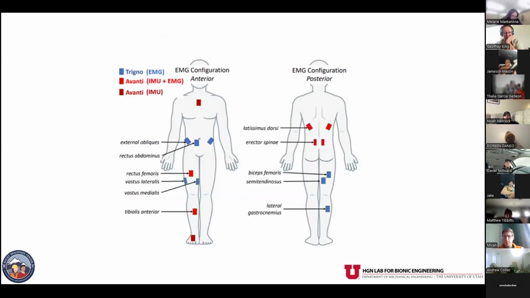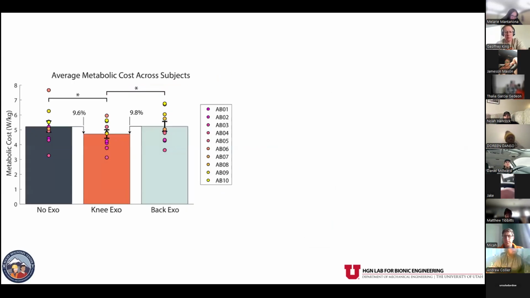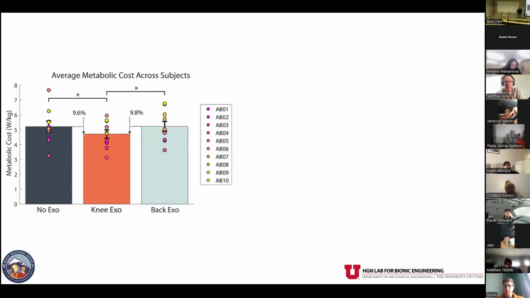And they had these EMGs both on the trunk, back, and then as well as the lower extremities on the legs, to kind of capture both the targeted muscles in the back and the targeted muscles surrounding the knee.